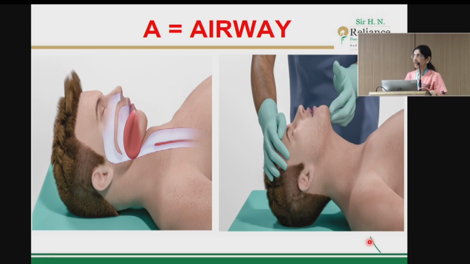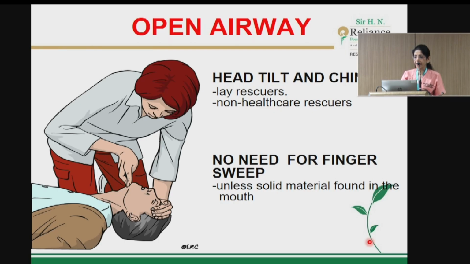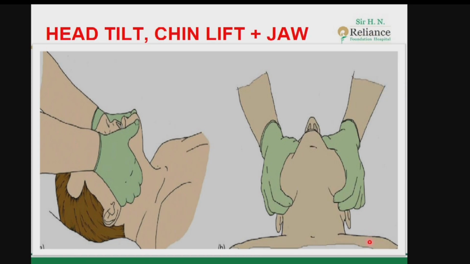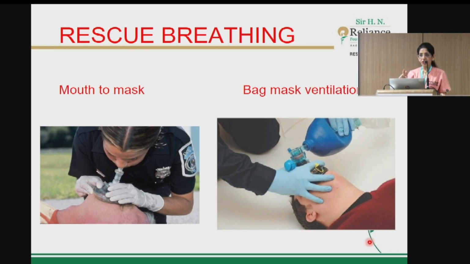So head tilt, chin lift. Here it is shown, the head is tilted and the chin is lifted. So this you are not supposed to do when you are suspecting a cervical spine injury. So head tilt, chin lift, and there is no need to sweep the finger from the mouth. Then jaw thrust. In jaw thrust, the angle of the jaw is lifted upwards this way so that there is no cervical movement and you can give the ventilation easily.